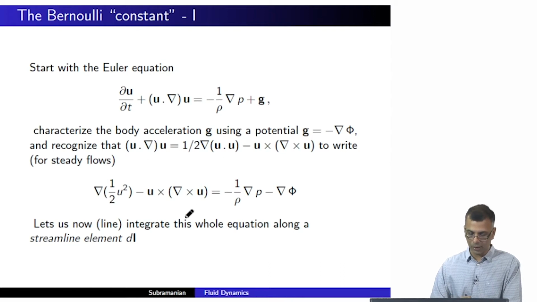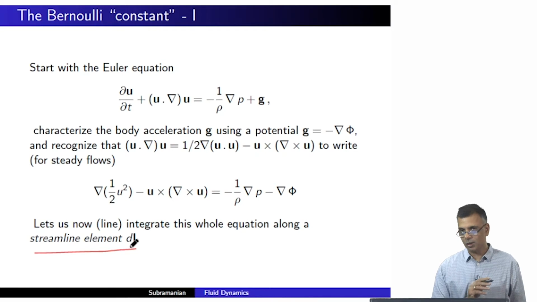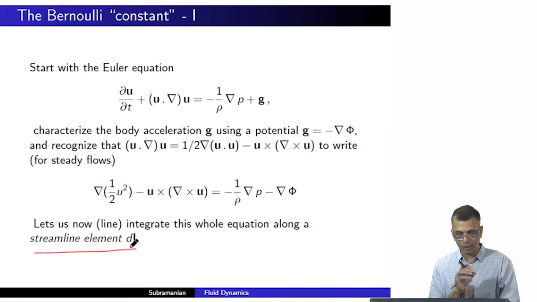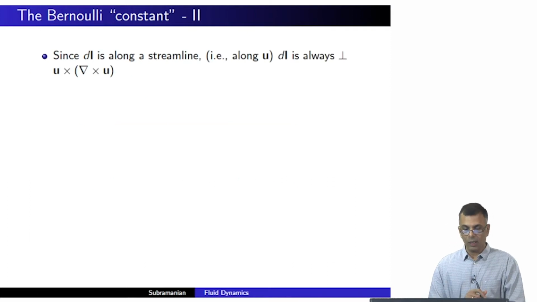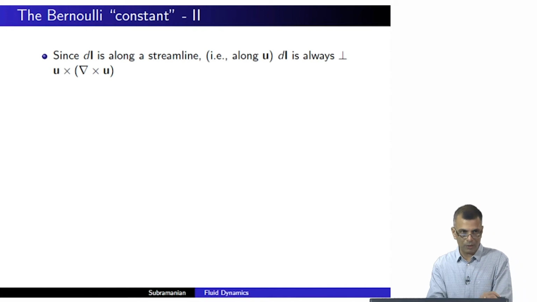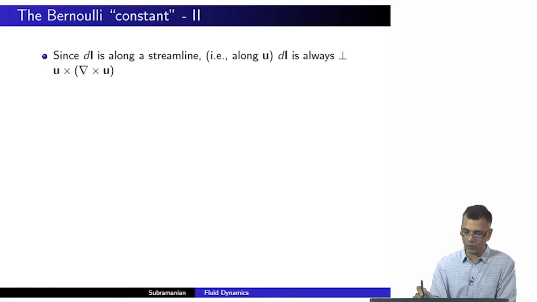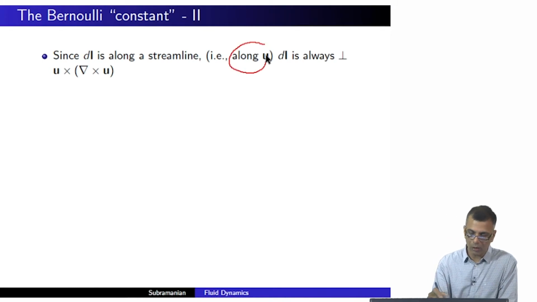Now, let us integrate this entire equation along a streamline element dl. So you are not going along x or along y, you are going along a streamline. Okay, you are integrating along a streamline, very important to keep in mind. Now, dl, the length coordinate, is along a streamline. In other words, it is along u. That is the definition of a streamline, right? The streamline is a line that points along u.